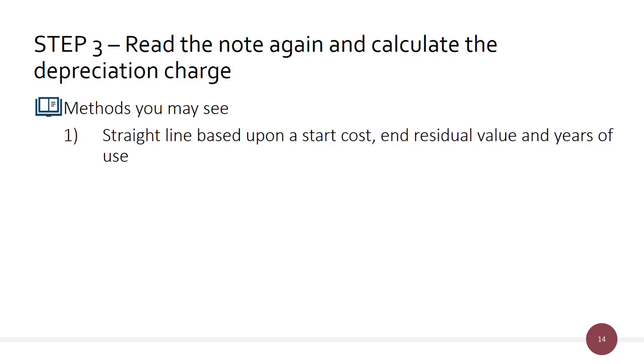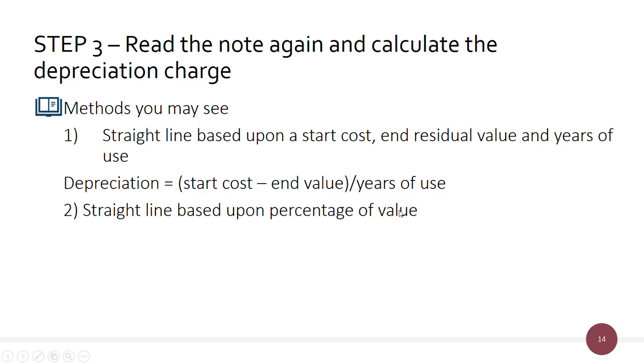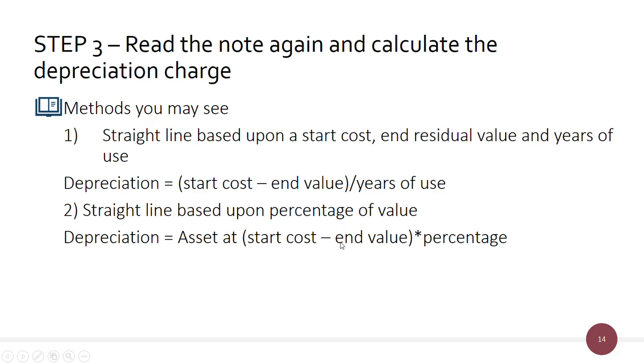And then we're going to work out the depreciation charge. So, the straight line method. Let's do that first of all. We've got the start cost, the end residual value, and the years of use. That's what we're looking for, either the years of use or the rate. So depreciation in straight line is start cost minus the residual value, the end value, divided by what's known as the useful economic life, the years of use. Alternatively, it's start cost minus end value times the rate, the percentage. So that's the method for straight line.